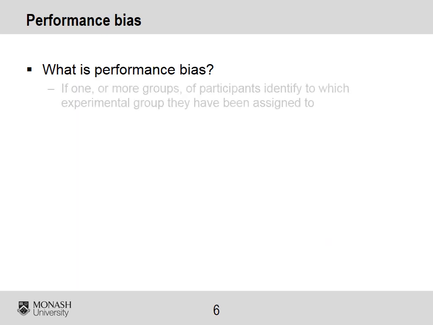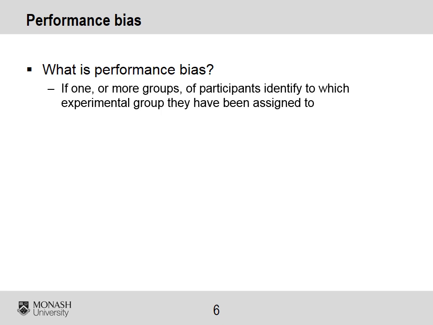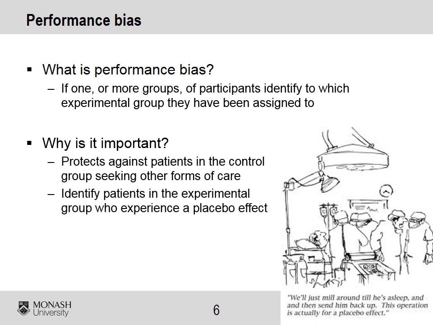So as I mentioned, performance bias relates to the implementation phase. So trying to prevent, in particular, participants from being able to identify which group they've been allocated to. Why is it important? Well, it guards against two things. Firstly, if it is a placebo-controlled trial, so an intervention versus a placebo, we're able to identify the effect of the placebo effect.